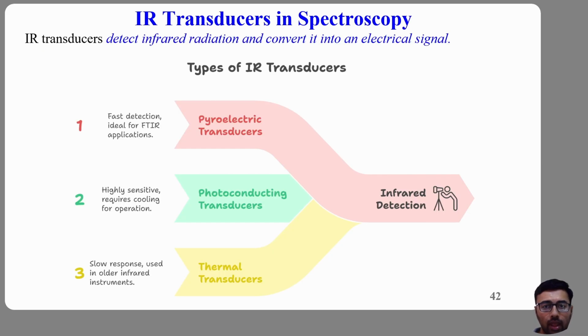Now that we understand how infrared radiation is generated, let us examine how it is detected. The detector or transducer converts incoming infrared radiation into a measurable electrical signal. Without the detector, the spectrometer would have no way to interpret molecular absorption. Infrared detectors generally fall into three major categories: pyroelectric detectors, photoconducting detectors, and thermal detectors. Each operates using a completely different physical principle.